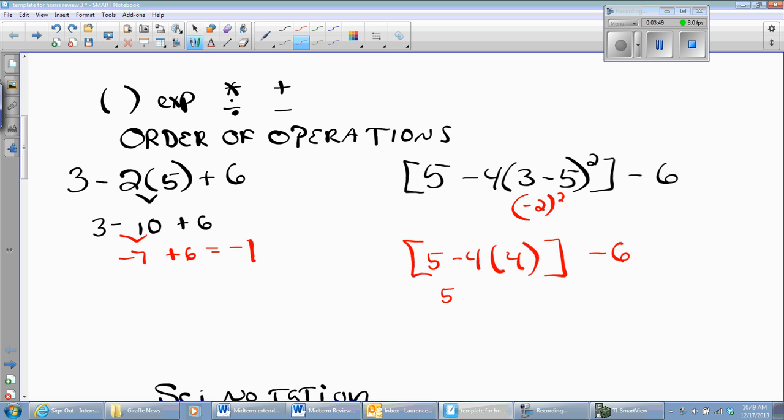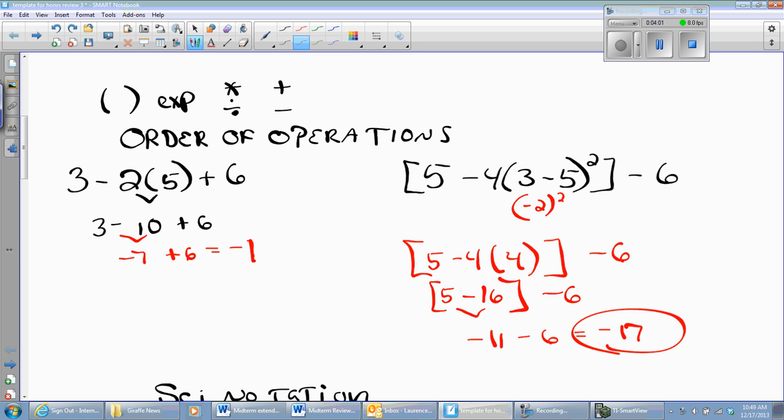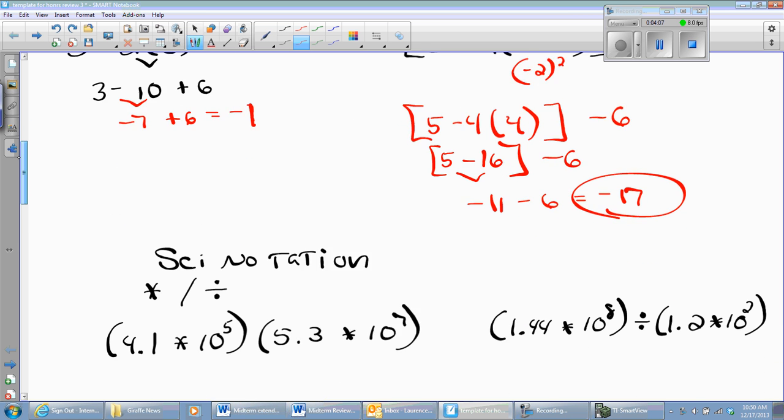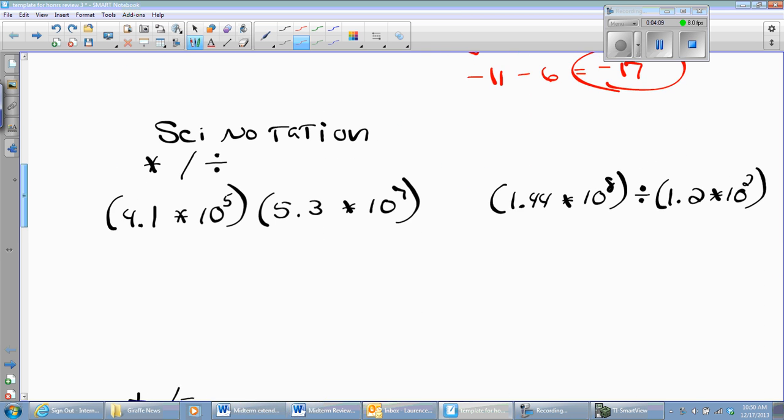All right, now inside I'm going to do the multiplication. I'm going to have 5 minus 4 times 4 is 16. These brackets count as parentheses. This will be -11 minus 6 will be -17. Now, by the way, your calculators do the order of operations, and calculators are fair game on the test. So please use them.